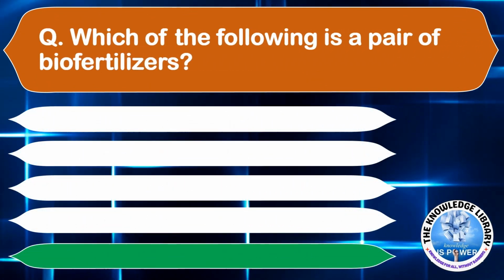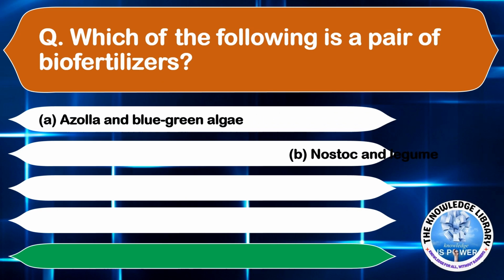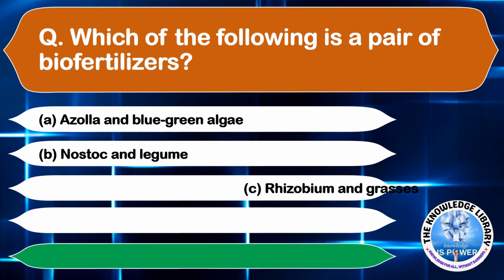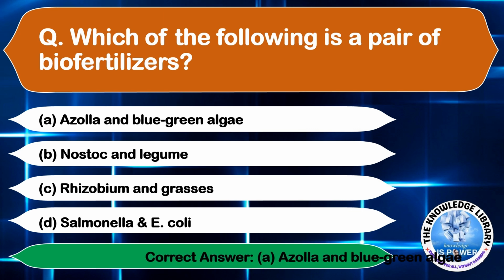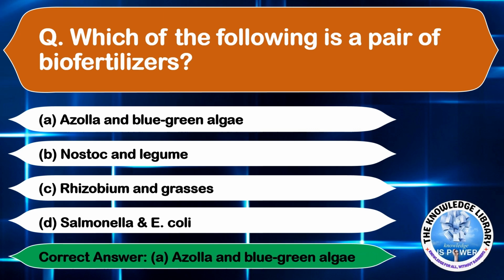Which of the following is a pair of biofertilizers? Option A, Azolla and blue green algae. Option B, Nostoc and legume. Option C, Rhizobium and grasses. And option D, Salmonella and E. coli. The correct answer is option A, Azolla and blue green algae. Moving on to the next question.